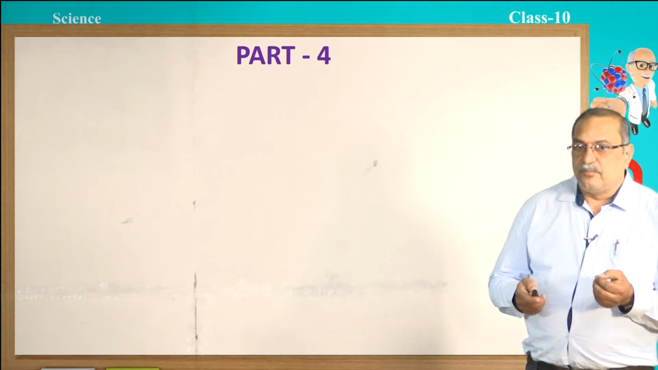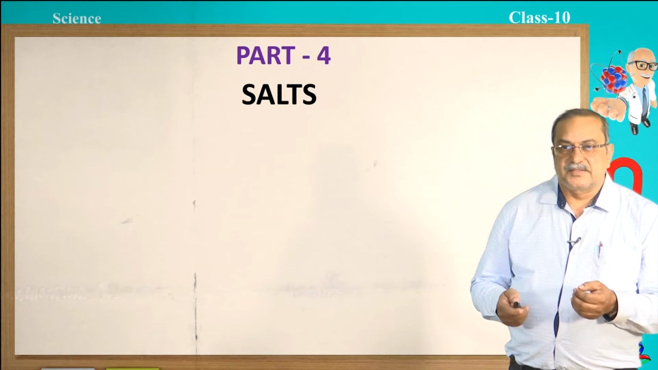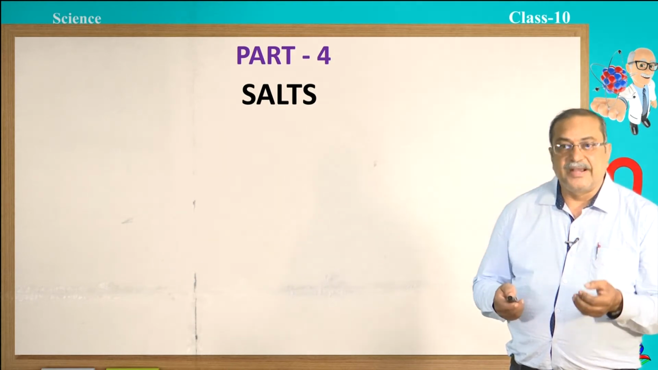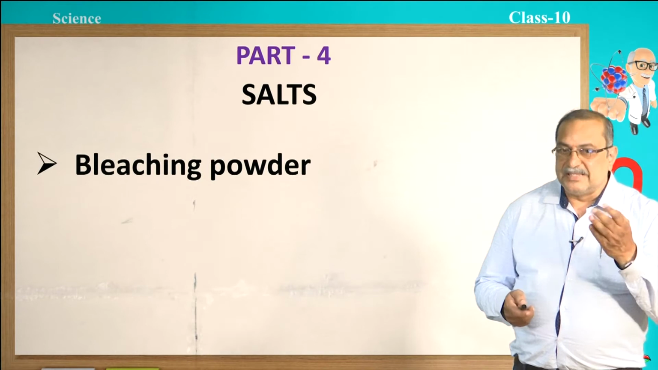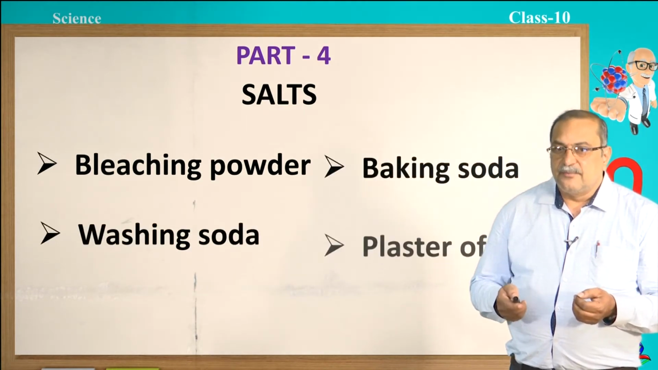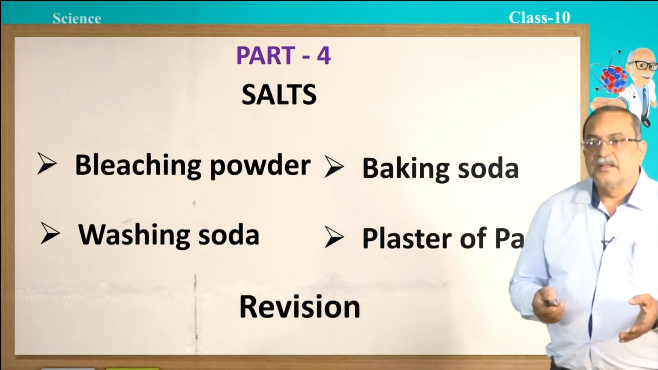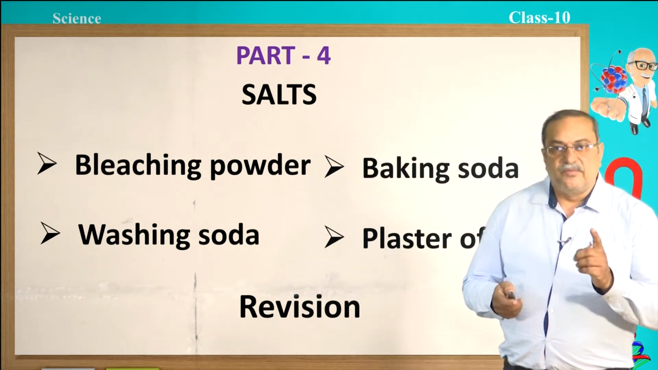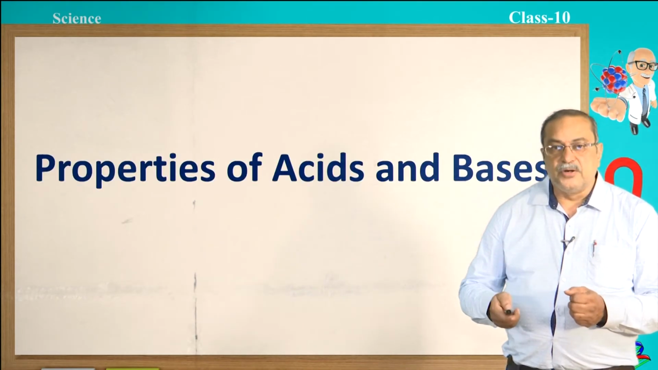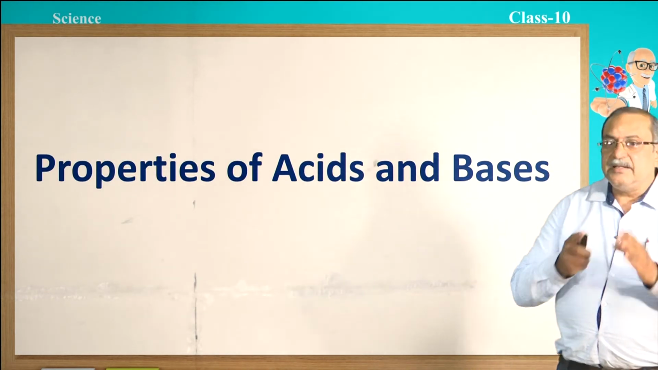Okay. In part 4 we are going to learn about salts obtained by the reaction, that is what we have done already, the sodium hydroxide solution. So, they are bleaching powder, baking soda, washing soda, plaster of Paris. These are the byproducts we are going to get, and finally, we are going to do the revision. So, these are the concepts we are going to learn in the entire chapter. Today in part 1 we are going to learn about properties of acids and bases. Okay.